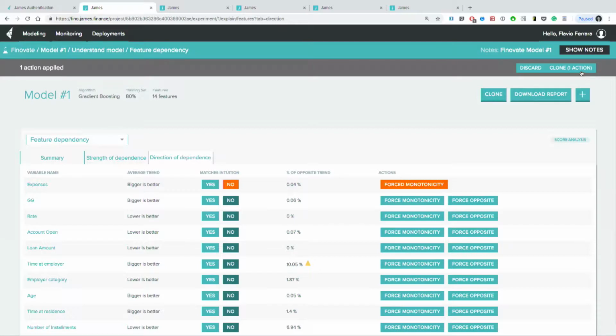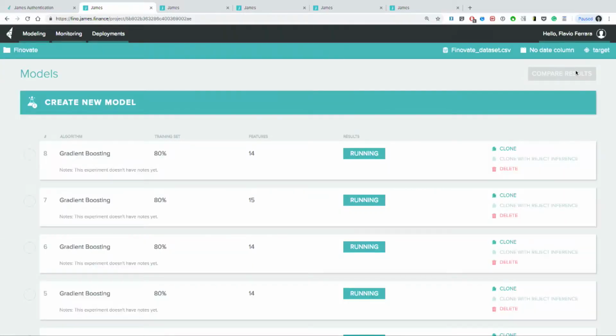They don't include the intuition of the risk officer. And what we can come here and say now, and this is why interpretability is so crucial, is, James, this does not match my intuition. That's just not something I can put in production. Now go ahead, force monotonicity, and train with this piece of information in mind. Expenses are smaller is better.